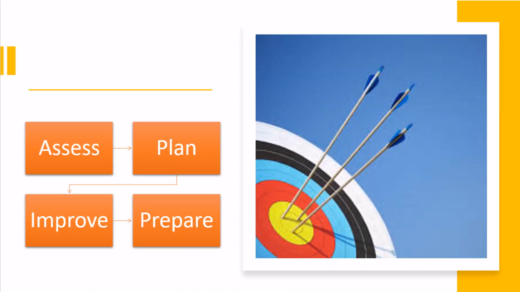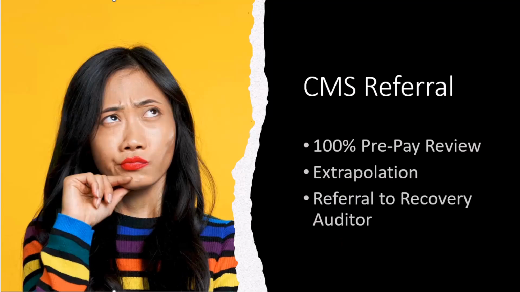So what if your accuracy still doesn't improve? This should not be a concern for most providers. The majority that have participated in the TPE process increase their accuracy of their claims. However, any providers that fail to improve after 3 rounds of education sessions will be referred to CMS for the next steps. These may include 100% prepay reviews, extrapolation, or a referral to the recovery auditor, amongst other actions.